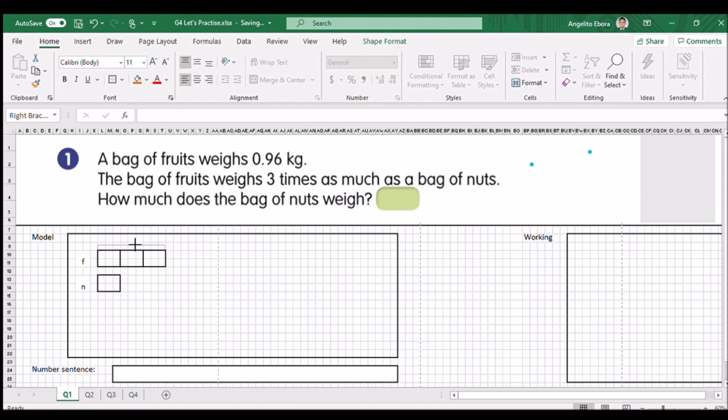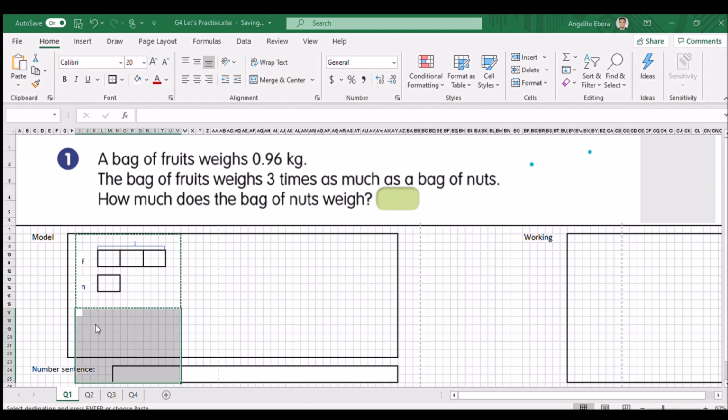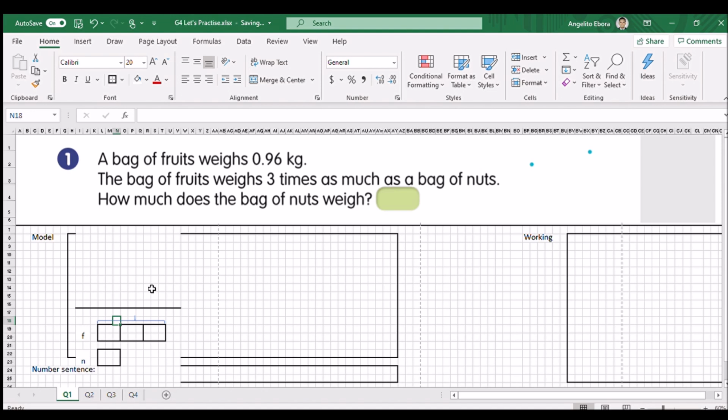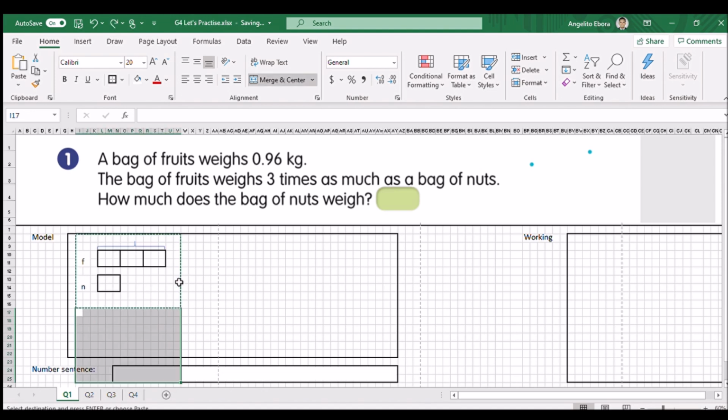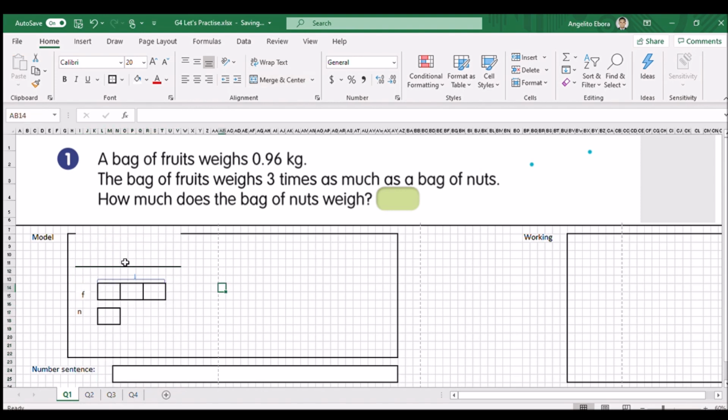Our space is too small, so hopefully I can move it down. Somewhere here. Okay, I think that's better. Just need to remove this border.